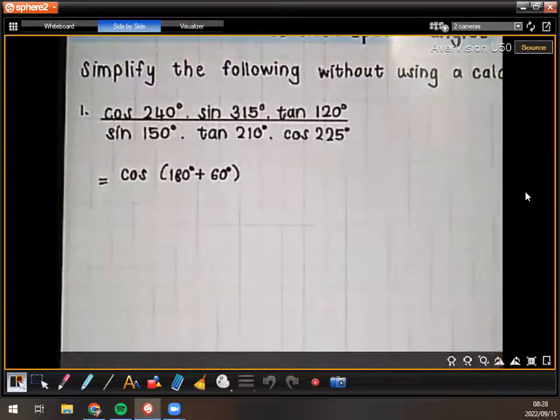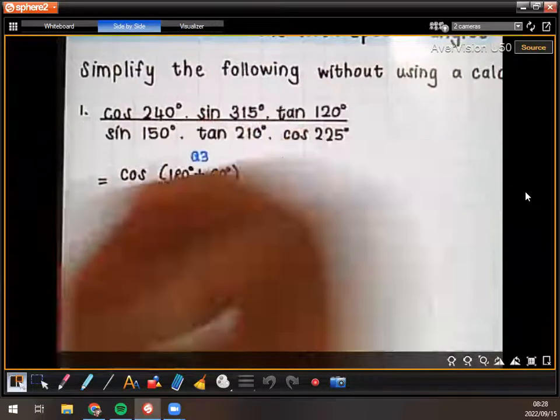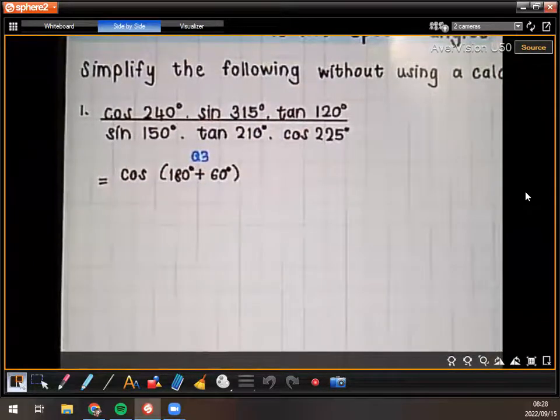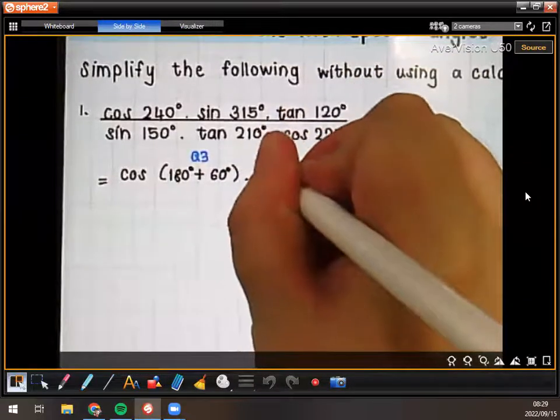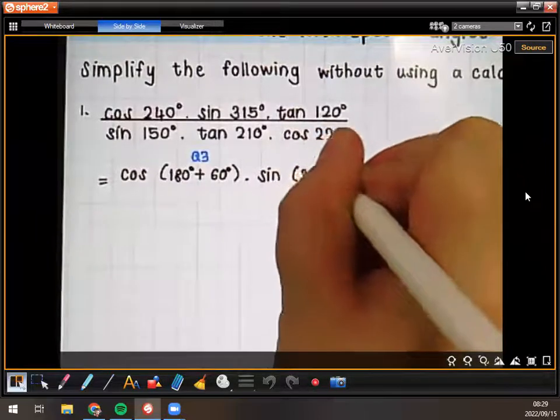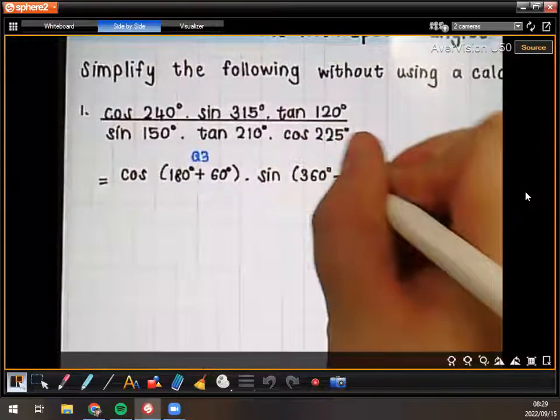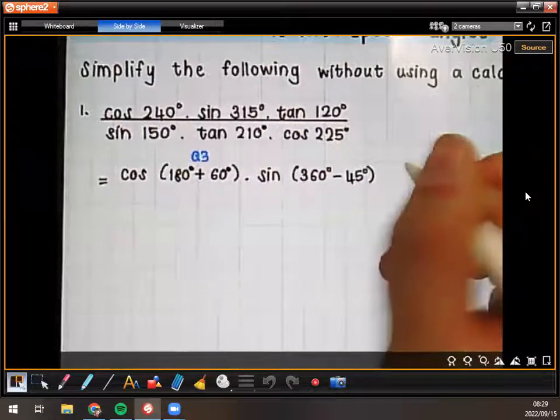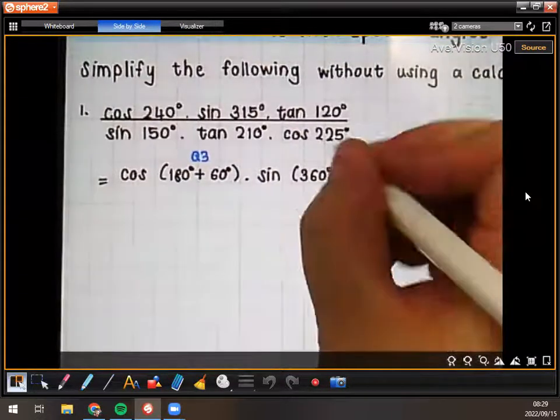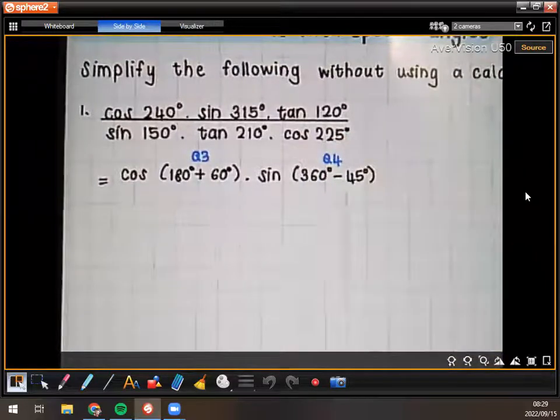And which quadrant is that in, guys? 3. Which is going to help us with the next step, right? In the next step, we're going to have to take the sign of that quadrant. Now we're basically going to do that for all 6 of these. So sine 315, what do we think? 180 plus, that's a bit much, hey? That has to be in a different form. 360 minus 45. Yeah, let's do that. 360 minus 45. And that's in quadrant 4, right? Let's do 4.